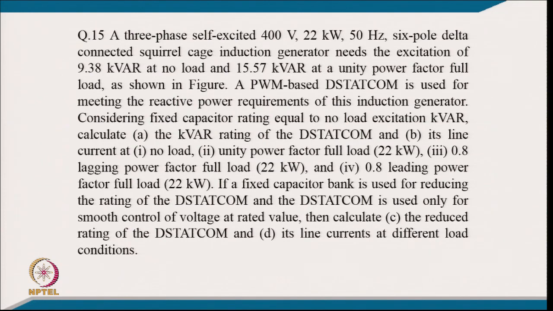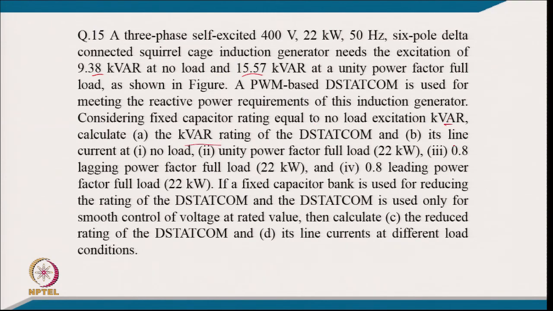So, coming to another example: a 3-phase self-excited 400 volt, 22 kilowatt, 50 Hz, 6-pole delta connected squirrel cage induction generator needs an excitation of 9.238 kVAR at no load and 15.257 kVAR at unity power factor full load, as shown in the figure. A D-STATCOM is used to meet the reactive power requirement of this induction generator, considering a fixed capacitor rating equal to the no load excitation kVAR.